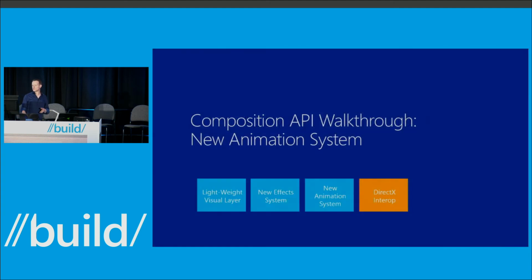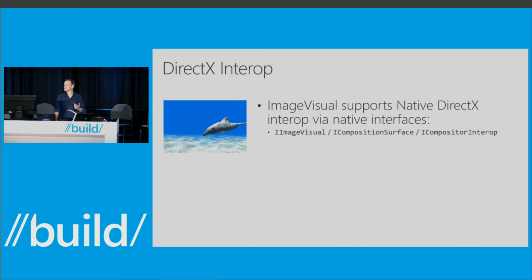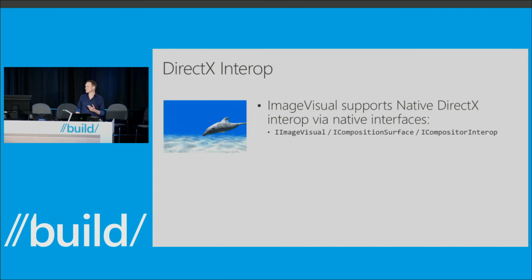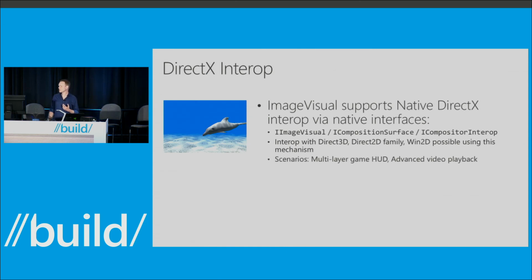OK, so into our final section, DirectX Interop. We basically support DirectX Interop on image visuals. So if you want to do things like bring in Direct3D or Direct2D content or even Win2D content into your app, you can use these native interfaces to get to that capability. Scenarios are things like a multi-layered game HUD, if you're building a game and you want to have a head-up display, or you want to do some advanced video playback. Maybe you want to have video playback with alpha channel or something like that. These are all reasons why you can use Interop.